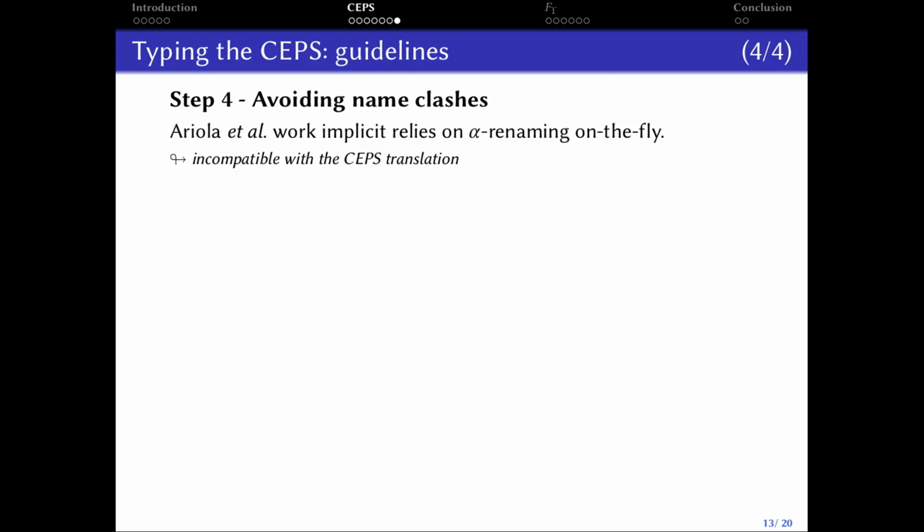The next and last step is to understand how to avoid name clashes, and this is actually really important because in the previous work of Ariel et al., they were implicitly relying on the possibility of using a non-deploy process of alpha renaming, and while this is perfectly fine with the sequent calculus, it is actually incompatible with the CEPS translation.